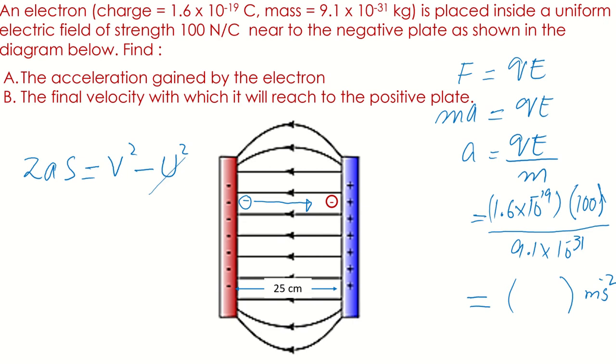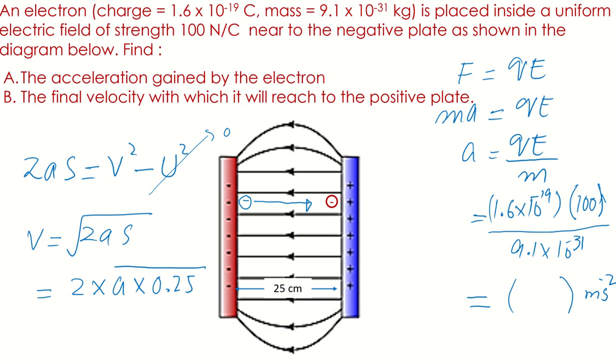because it starts from rest. So v will be equal to the square root of 2as, that is, 2 times a, where a you will find from the first part, and the distance provided here is 25 centimeters, which I write in meters as 0.25. Then we can find the value in meters per second.